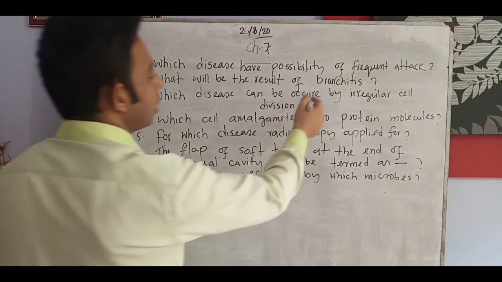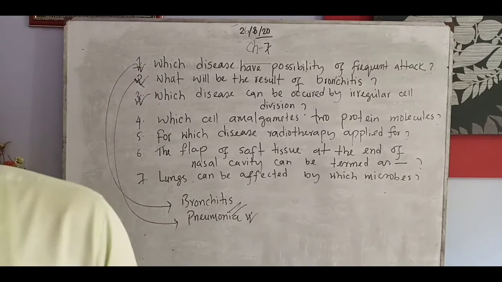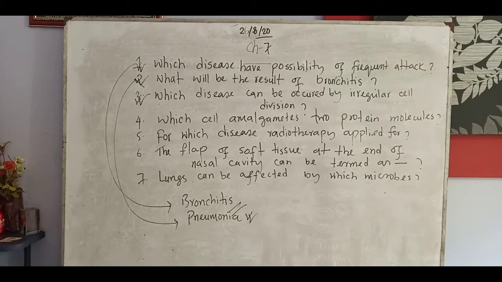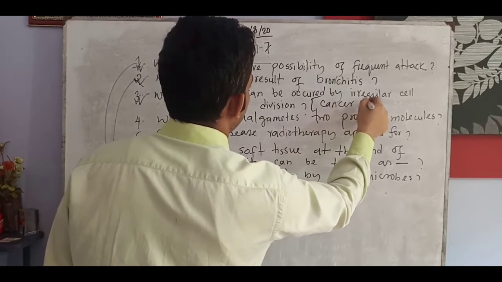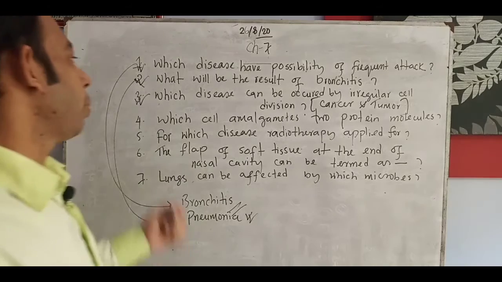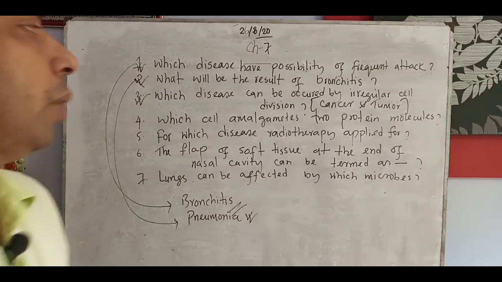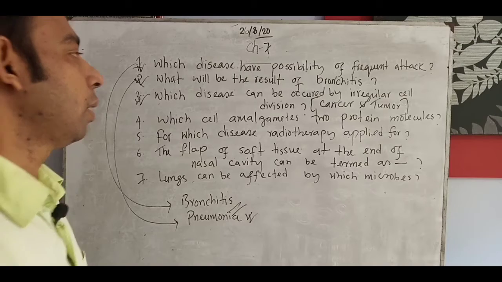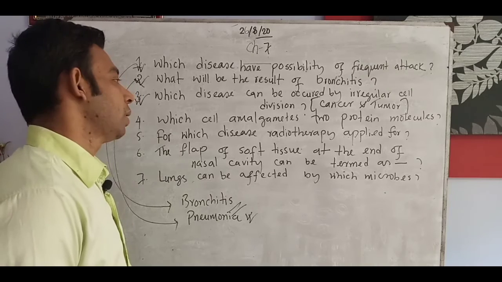Which disease can be occurred by irregular cell division? Beside others, two prominent diseases are cancer and tumor. So as the result of irregular cell division, you can write cancer and tumor. Many other diseases can also be there, but cancer and tumor are the prominent ones. And you know that the E6 and E7 genes are not functionally active in that case, so they are responsible for this irregular cell division.